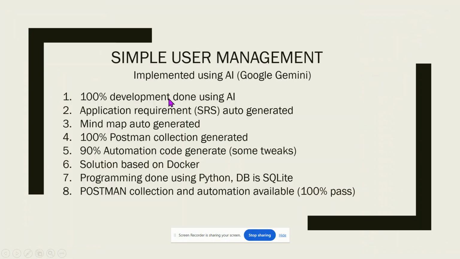Right, so in the very first video we started with Google Gemini, and a very basic prototype was built. We have the SRS document, mind map, Postman collection, automation, a Docker based solution, SQLite and Python, and the Postman collection. This was very basic, but it is working. There's a video already for this.